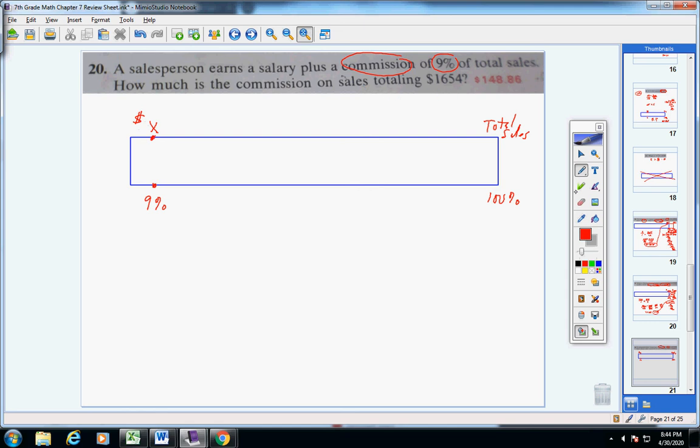So I know now that my total sales is $1,654. And I'm all set. Here's my first ratio here. So x over, move the decimal 2 places, 0.09. Here's my next ratio, 1,654 over 1. Cross multiply, x times 1 is x, 0.09 times 1654.